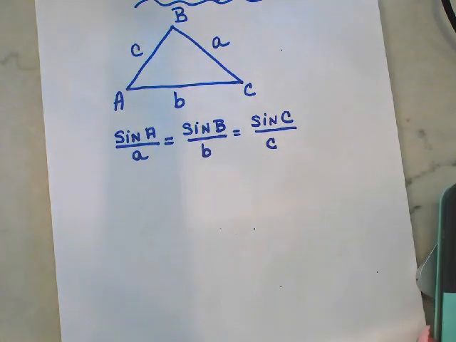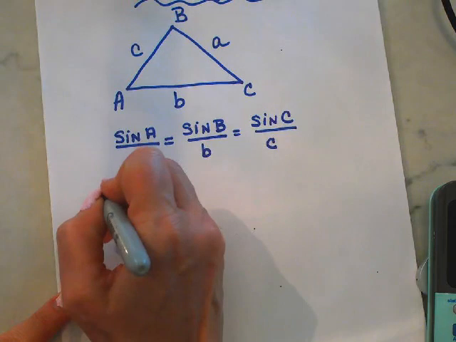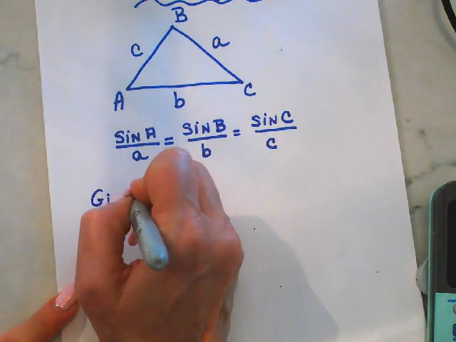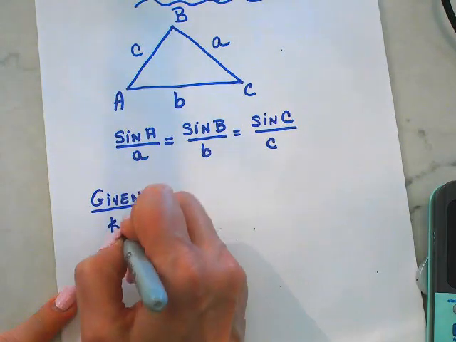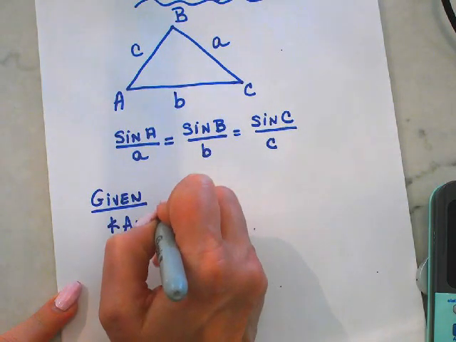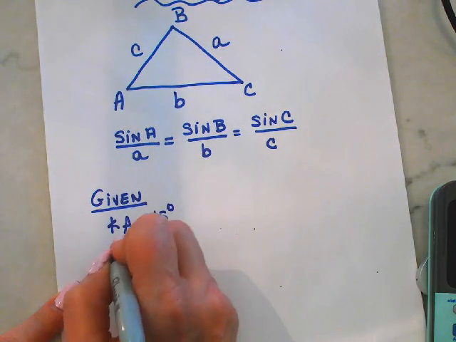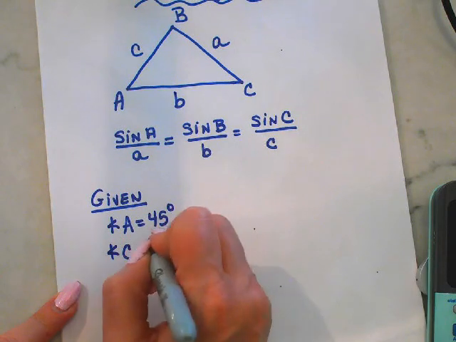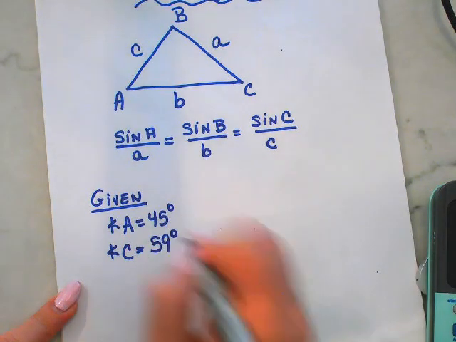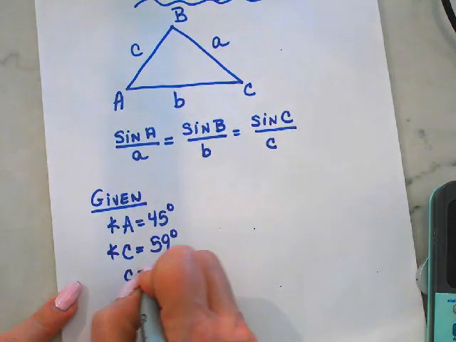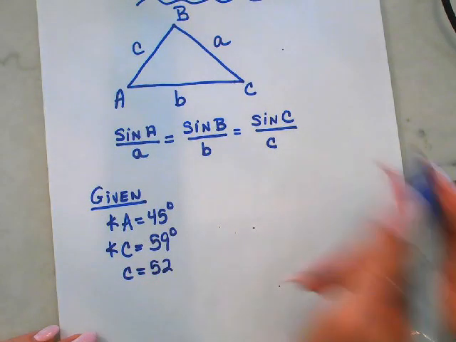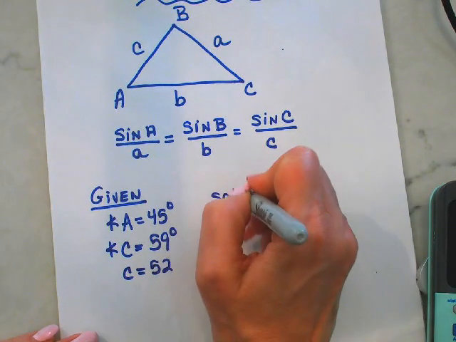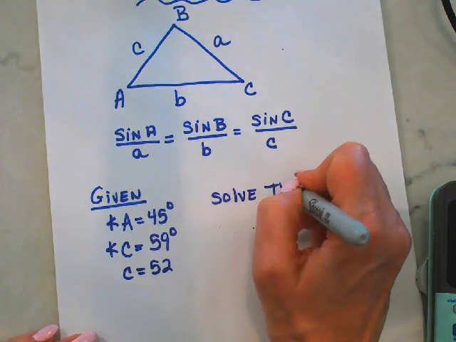You're going to need your calculators, so make sure your calculators are handy. And let's say you're given the following information: you have a triangle, and angle A measures 45 degrees, angle C measures 59 degrees, and little c, which is the side opposite angle C, measures 52. And it says solve the triangle.